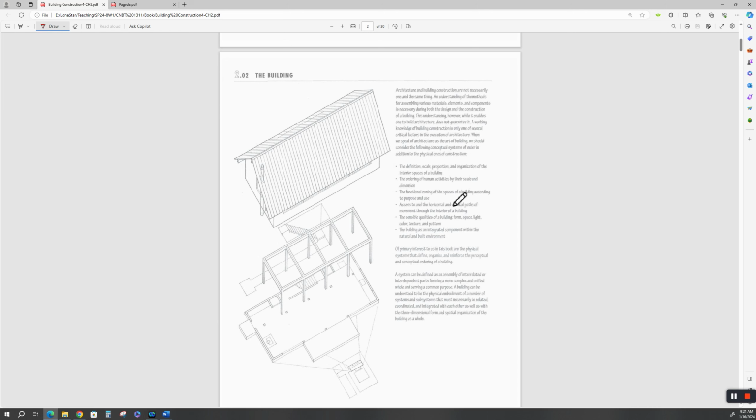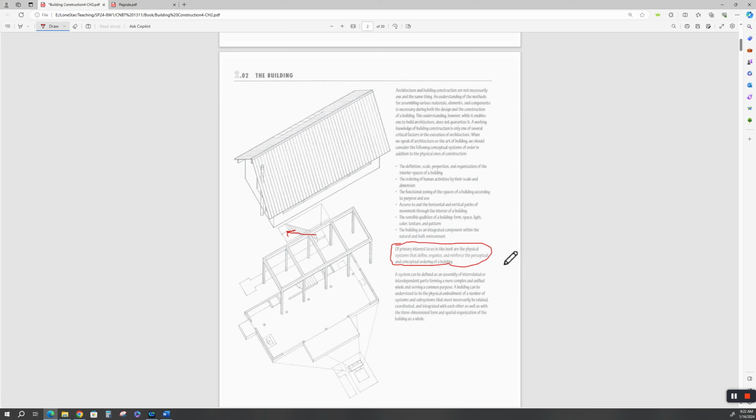All right. So, of course, the building has a roof, a structure to hold everything up. It's got vertical, we call this stairs, vertical transportation for humans. We've got a floor plan. You may have a basement, which is a building underneath the building, etc. The primary interest to us in this book is right here. It's the physical systems that define, organize, and reinforce the perspective, and the perceptual and conceptual ordering of a building.